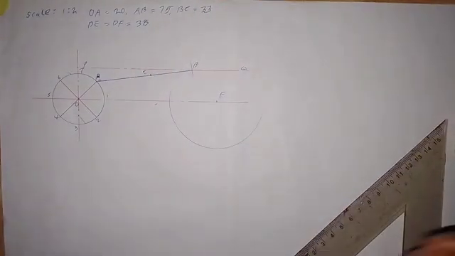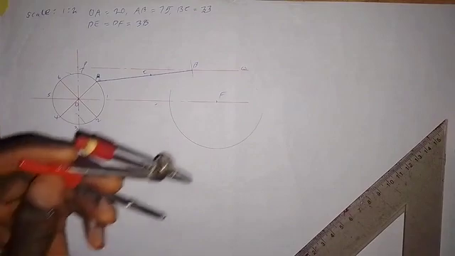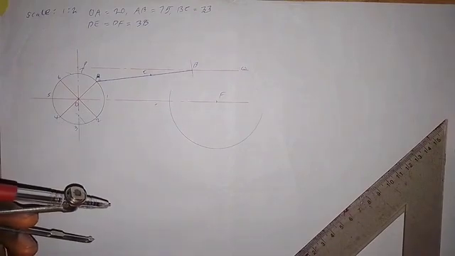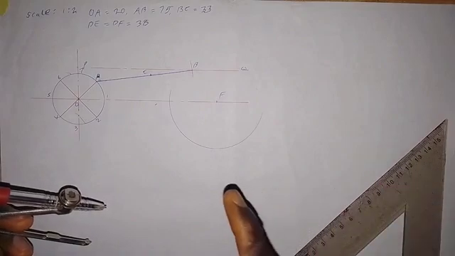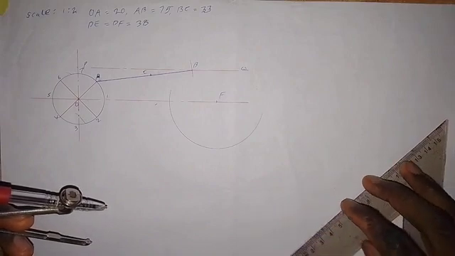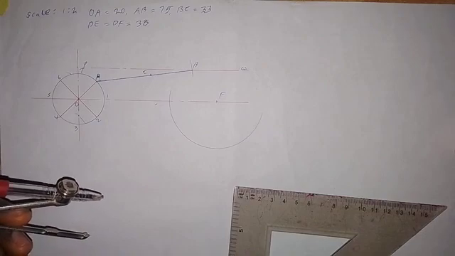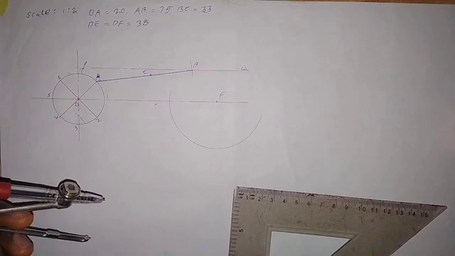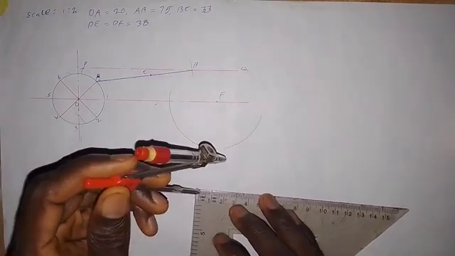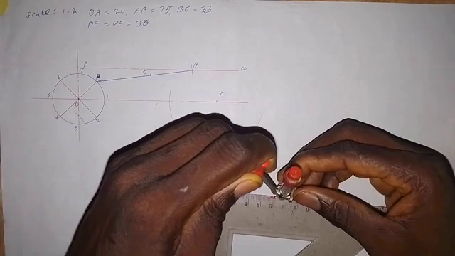Then, having drawn this arc, we need to locate point D now. Before we can locate point D, we need to take a measurement of CD, as we are told. So CD in the question is 130. So half of 130 will give us 65 millimeters. So I'm using 65 millimeters instead of the 130 originally given. So I'll take 65 millimeters.